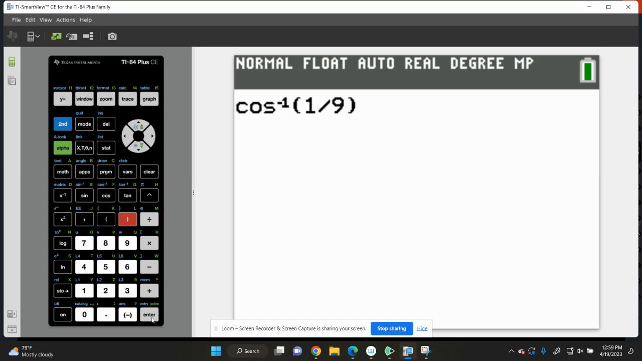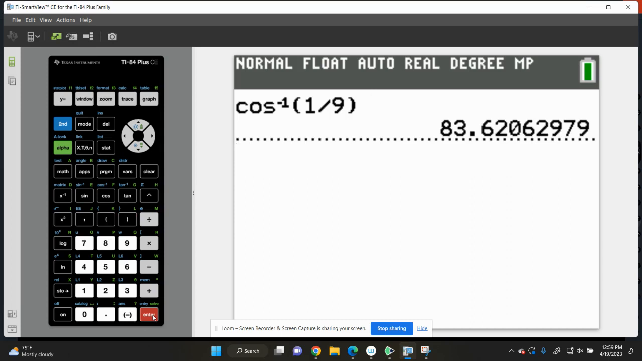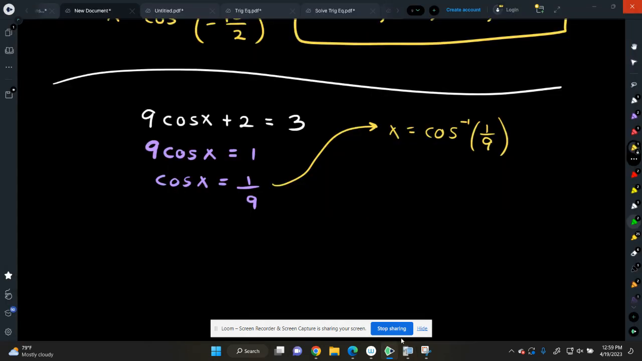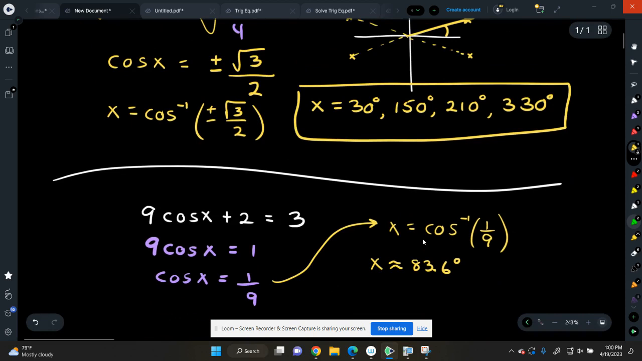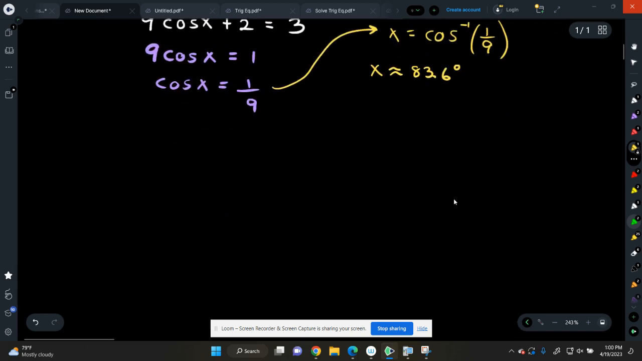Okay, and we get 83.62. So x is approximately 83 point, we'll just leave it at 6 degrees for now, okay? But I have to be careful because even in the problem above, I had 4 solutions, but how many did the calculator give me? 1. So I need to think it through, okay? The calculator gave me 1.